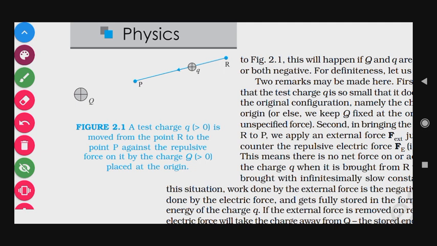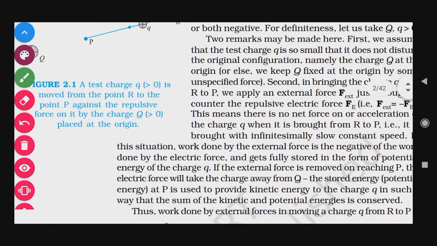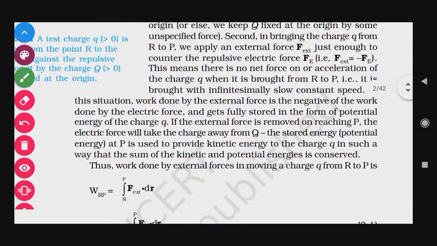Suppose it is applying 10 newton force, and if we apply, suppose, 11 newton or 12 newton, what will happen? There will be a net force in this direction, and if there is a net force, the charge will be accelerated, which we don't want. So we apply an equal and opposite force so that the charge doesn't get accelerated, and we bring it at a very small, infinitesimally slow constant speed.